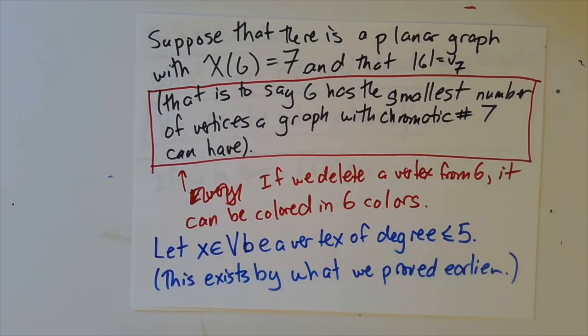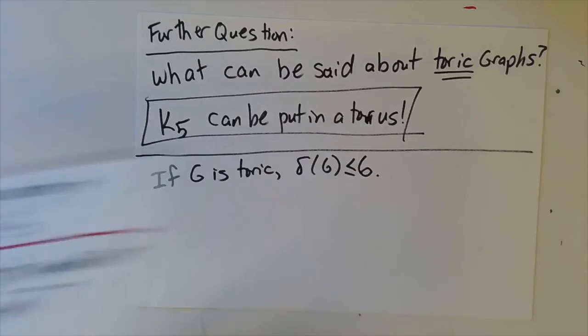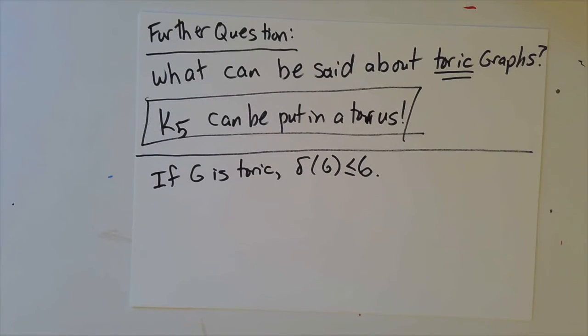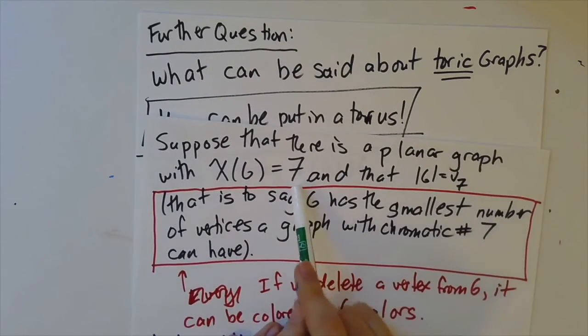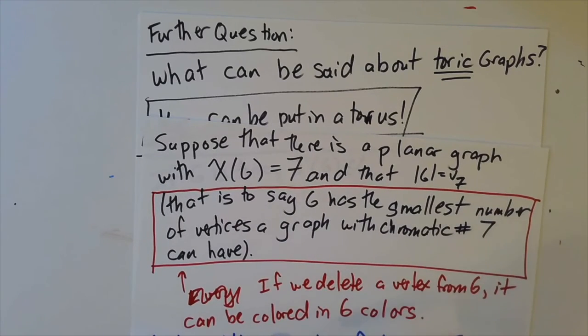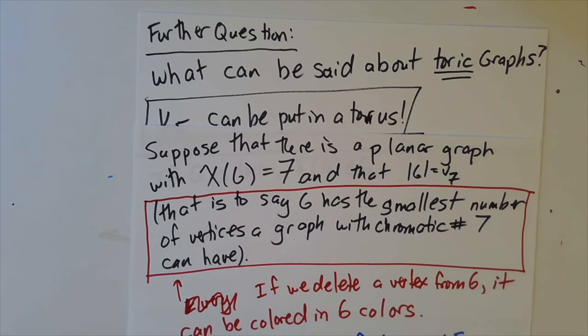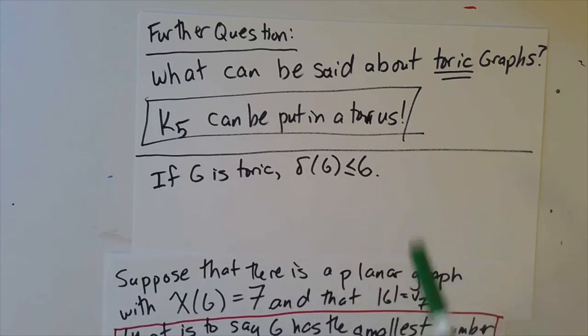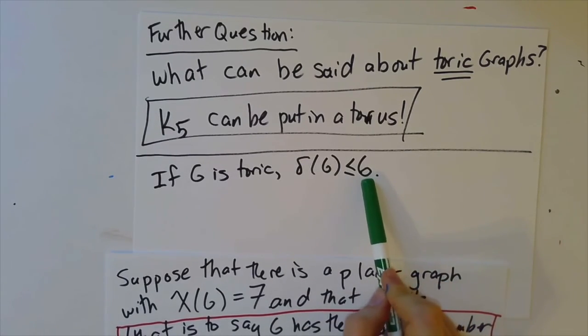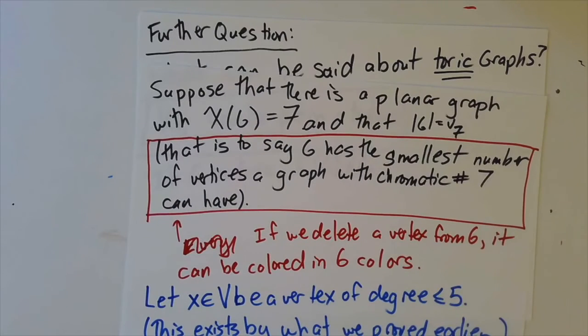Well, what would we get if we did the same thing, but for toric graphs? So the first thing is to note, I need to change the place I start. With planar graphs, I started at 7, because 6 is 1 more than 5, and I knew there was going to be a vertex of degree 5. For toric graphs, I have to start at 8, because I know there's going to be a vertex of degree 6 or less. Okay, so suppose there's a toric graph with chromatic number 8.